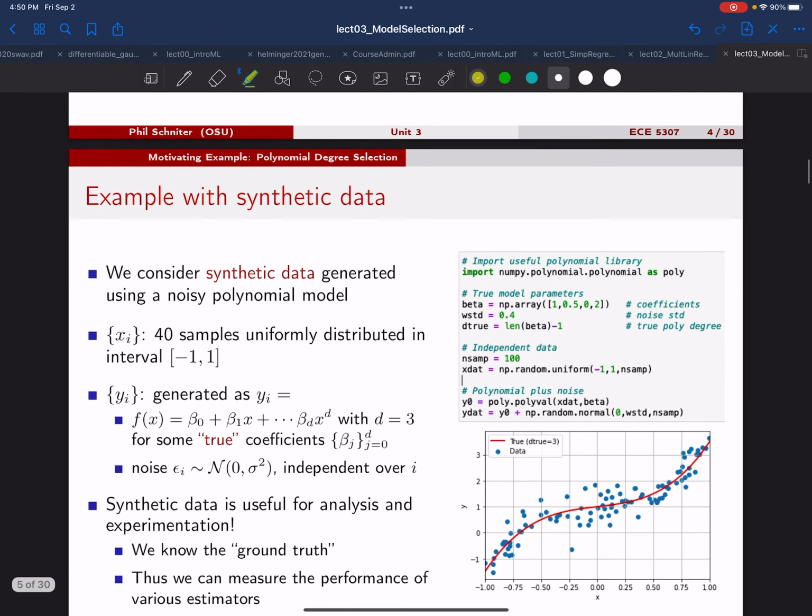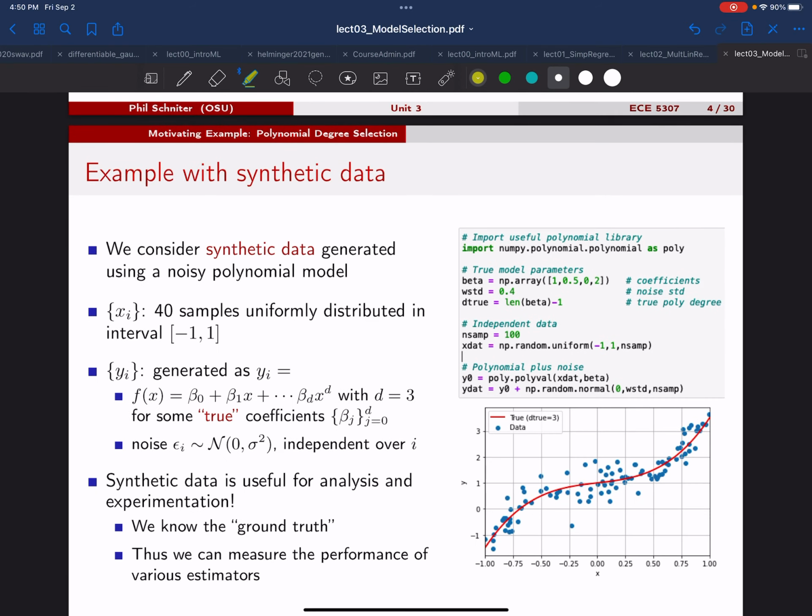So what we can do is, like how every one of these units has a data set, well, in this case, the data set is going to be synthetic. We're just going to create our own data. And sometimes this is a really powerful thing.